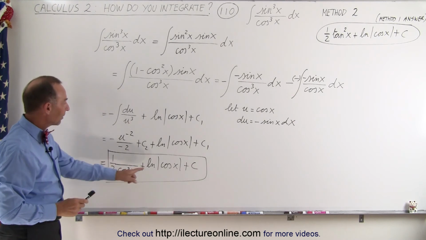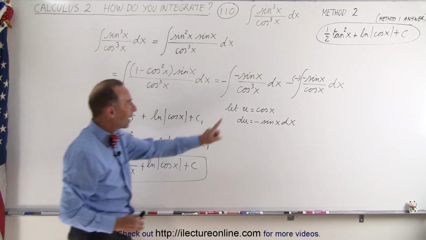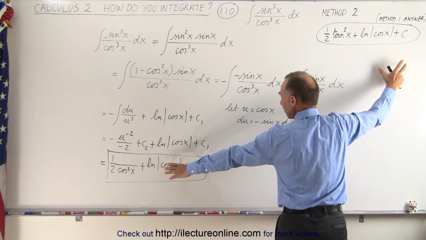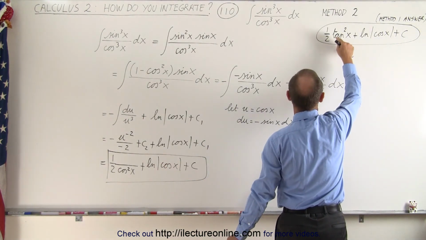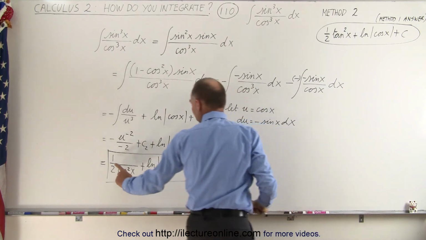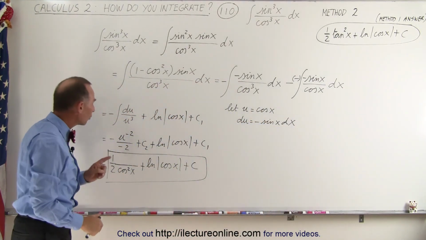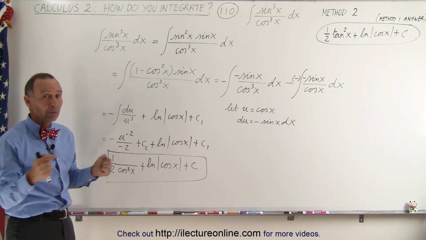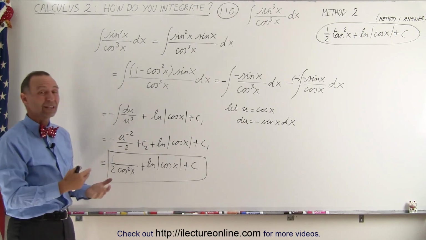Now when you look at what we have here and what we have there, we do see the natural log of the cosine of x plus c, that's the same. But here we have 1/2 times the tangent squared of x, and here we have 1 over 2 times the cosine squared of x. And they are not the same. And when we start plugging in numbers for x, we don't get the same answer.